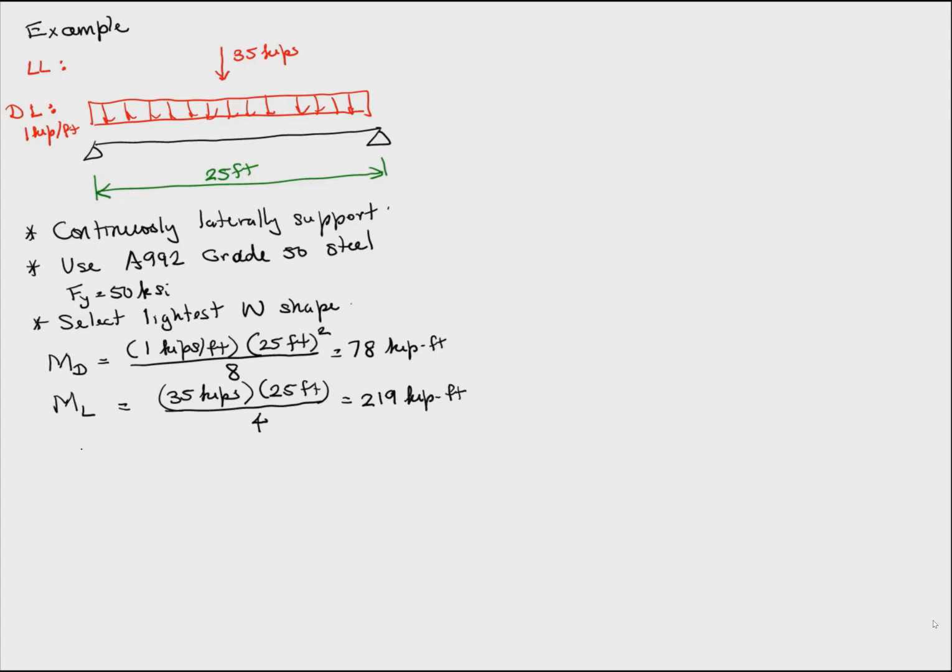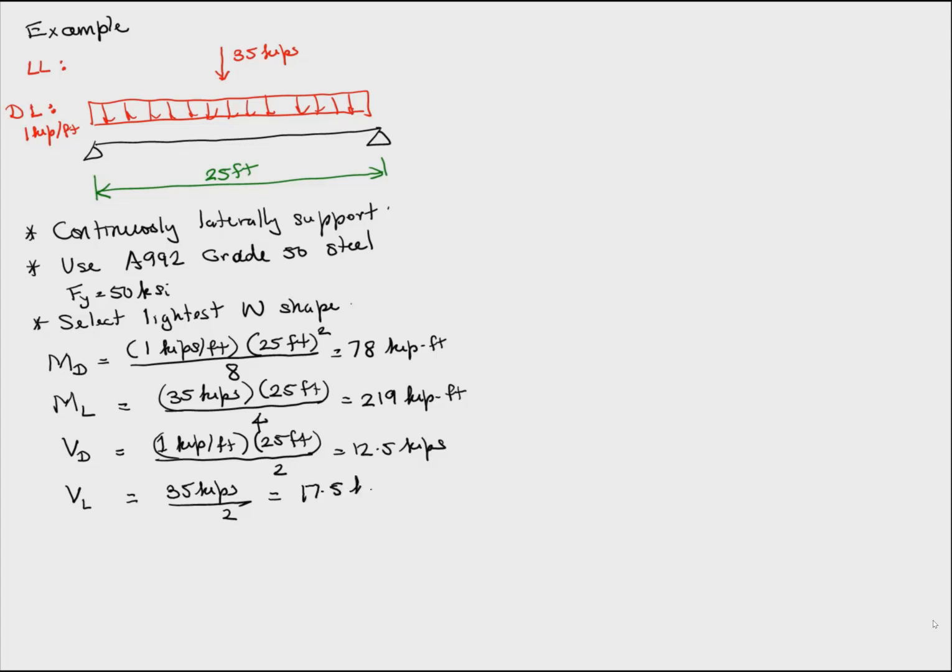Let's also calculate the shear forces. We'll see in a little bit why. So the maximum shear force due to dead load is 1 kip per foot times 25 feet divided by 2. That's 12.5 kips. And the shear force due to live load is simply 35 kips divided by 2. So that's 17.5 kips.